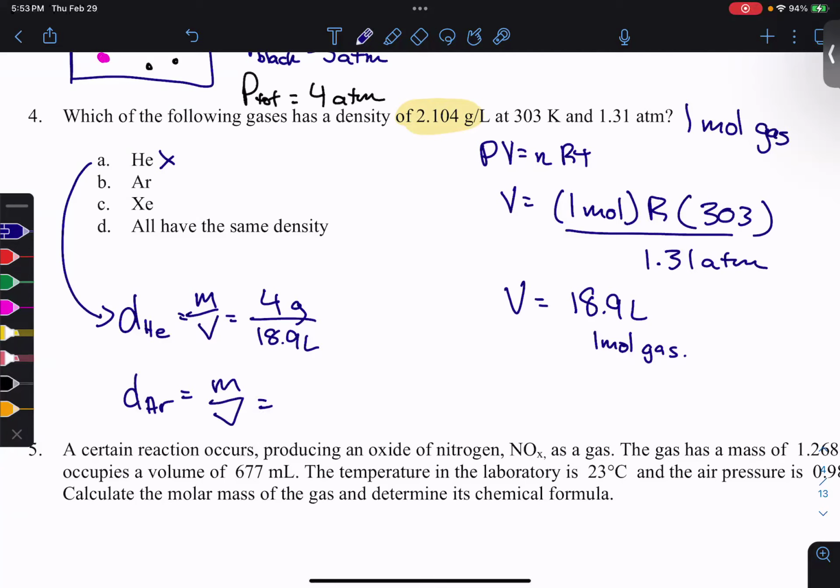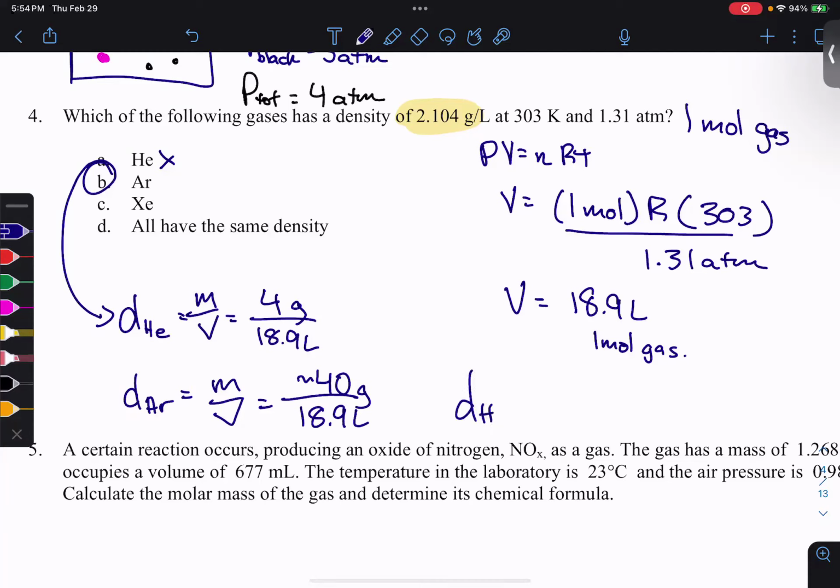Do I have to do PV=nRT again? Nope, it's still over 18.9 liters, but what's on my numerator this time? It's whatever argon is. What is that? Argon is like 40. So is that my unknown gas? It does look like my unknown gas. That's about 2 point something. That's argon, but let's just for completeness do xenon as well.